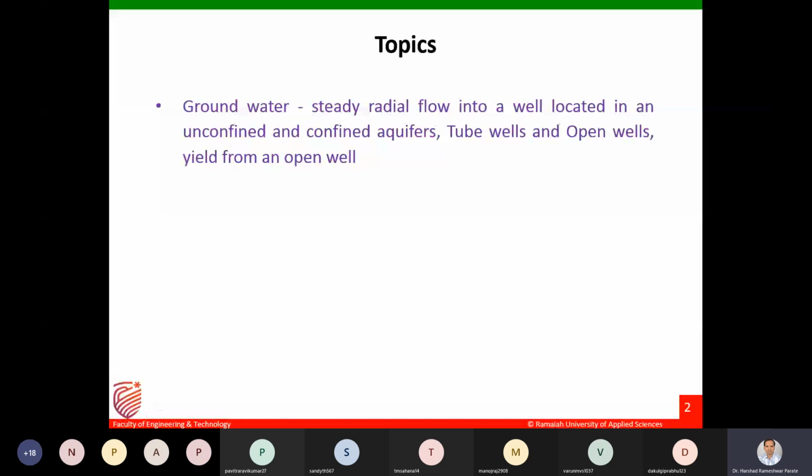It's easy. There are a couple of equations. First, to understand what exactly happens when we pump water from the bore well, and there are a couple of equations for confined and unconfined aquifers. Those you should remember.